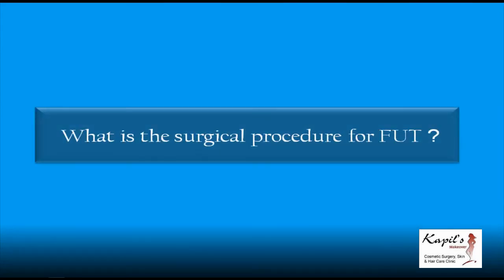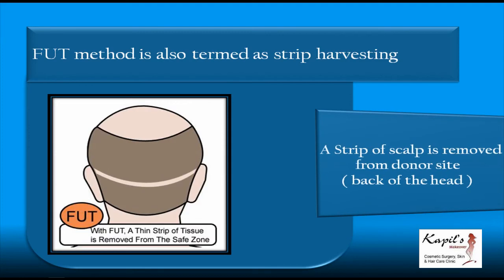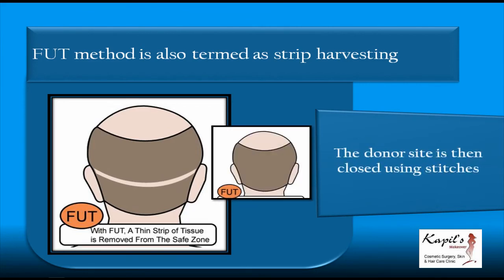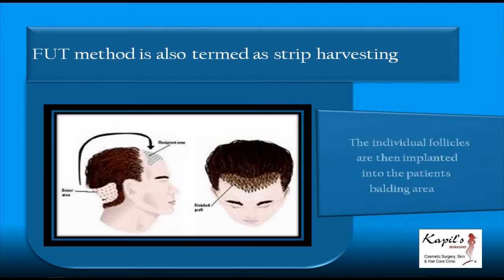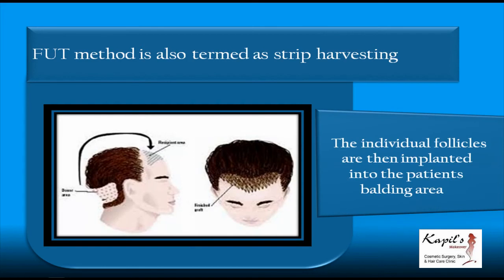What is the surgical procedure for FUT? In FUT method, a strip of scalp is removed from the donor site, and then cut into individual units. The donor site is then closed using stitches. The dissecting of the individual follicular units is done by using microscopic techniques. The individual hair follicles are then implanted into the patient's balding area.